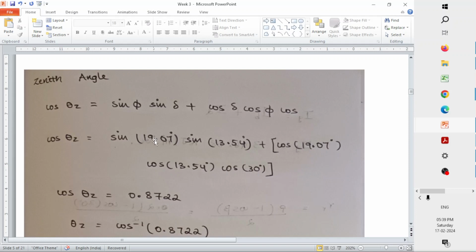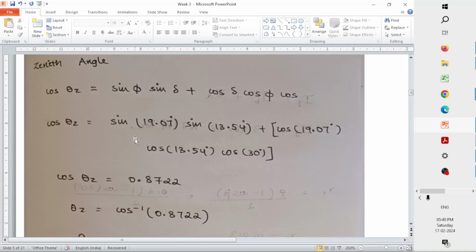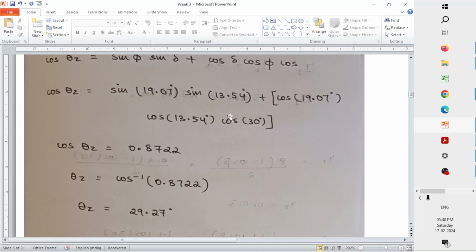So sin phi, that is sine of 19.07, delta is 13.54, plus cos of delta, that is 13.54, cos of phi, that is your latitude 19.07, and cos of omega, that is cos of minus 30. But since both cos minus 30 and cos 30 have the same value, we have taken it here as cos 30 itself. So if you multiply this expression, then you will get 0.8722.